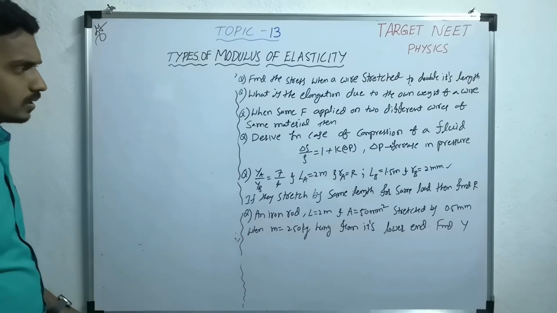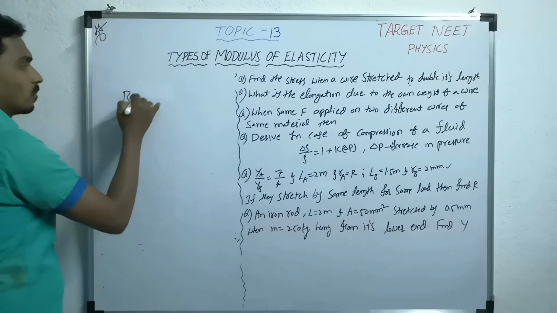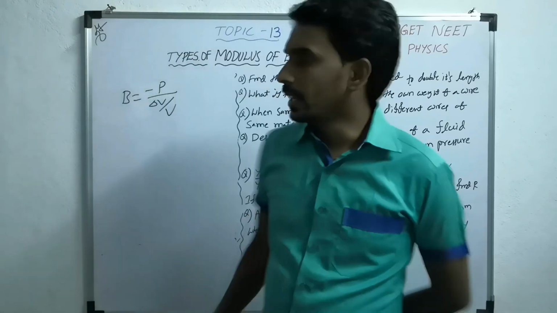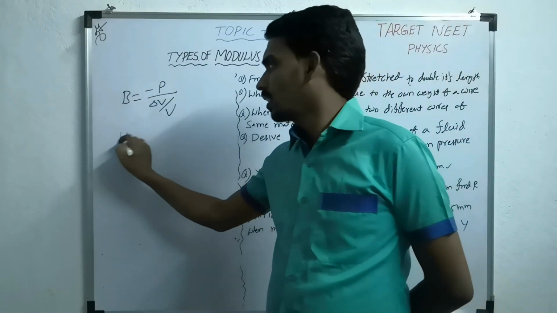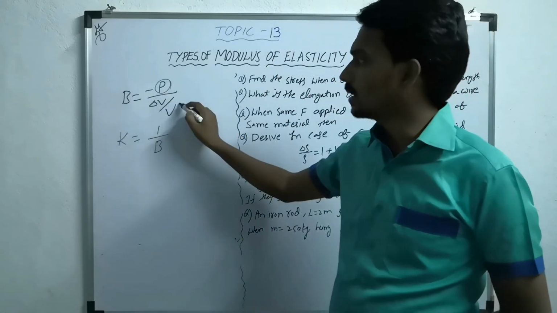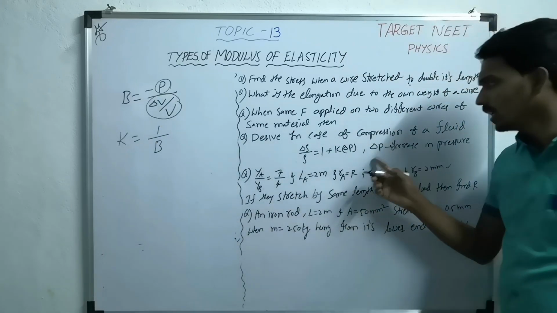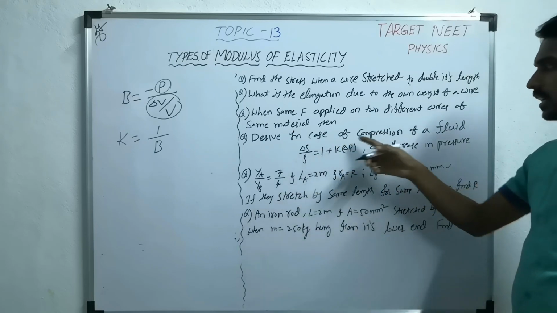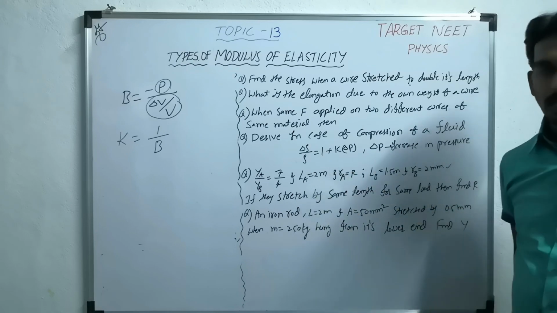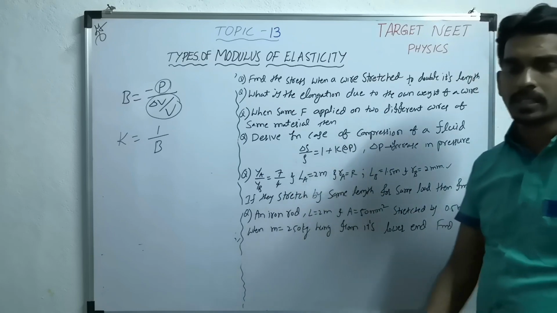Then finally sometimes the questions will be asked based on bulk modulus, based on the formula B equals minus P by delta V by V. Or you can take one more thing here, compressibility, that is 1 by bulk modulus, where P is change in pressure and delta V by V is the volume strain. Now here one question they have given: derive, in case of compression of a liquid, that rho dash by rho is 1 plus K times delta P, where delta P is increase in pressure and rho is density.